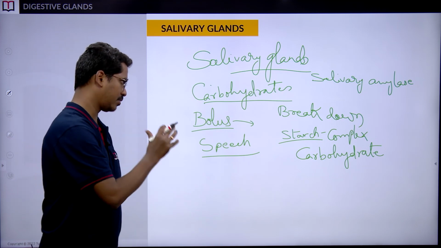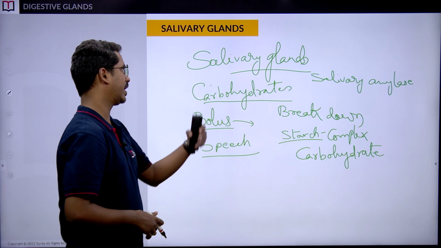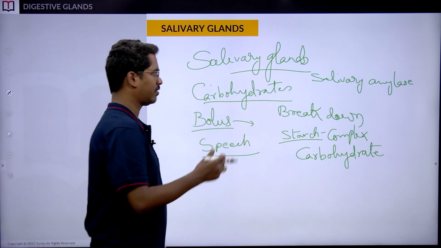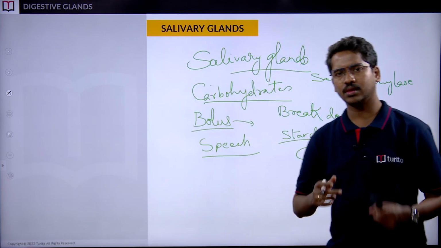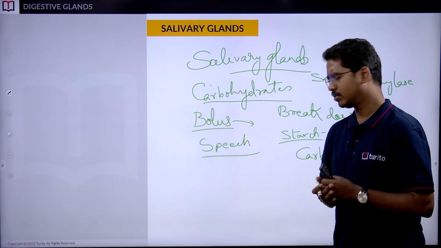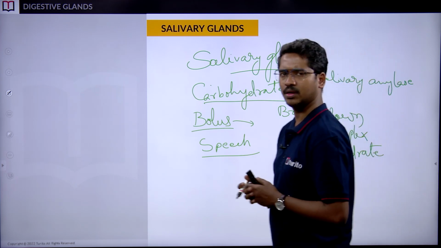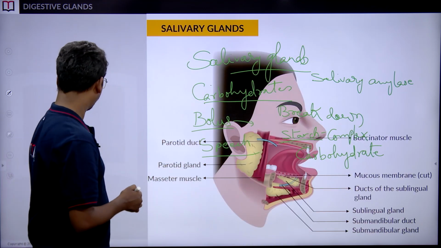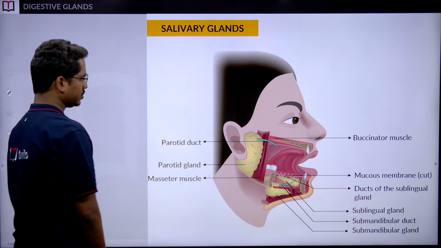That complex carbohydrate is digested with the help of the salivary glands. They release salivary amylase, or saliva, as we say, which contains an enzyme, ptyalin, that helps break down the carbohydrates. That is what you know so far. Let us have a look at the structure. Now you can have a clear look at the structure.